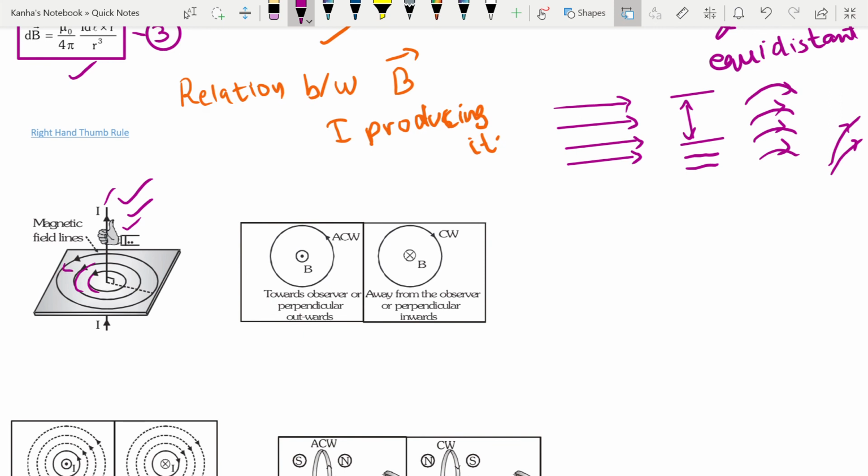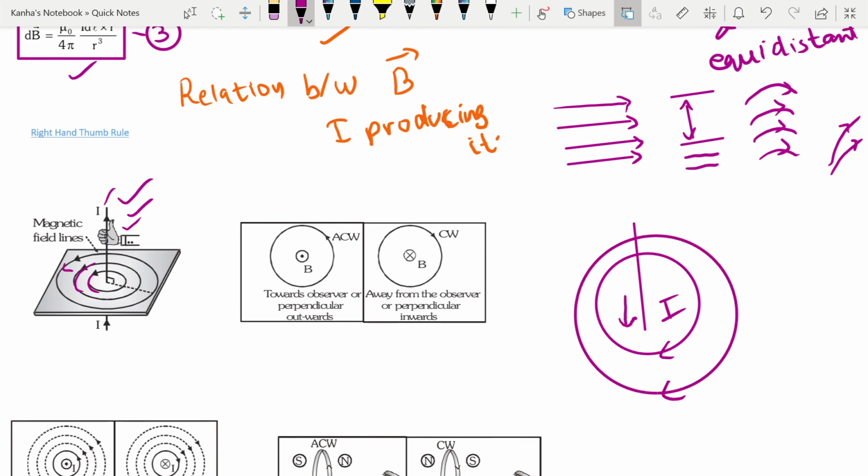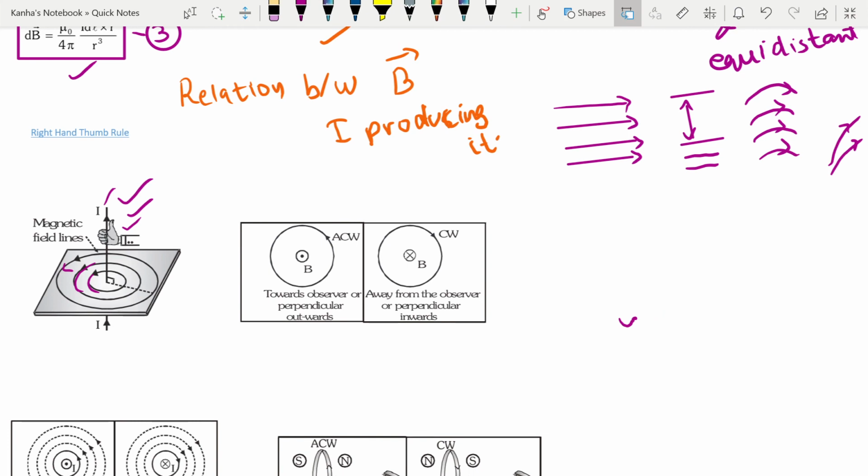If the current was in the opposite direction, for example, if the current was in this direction, then my thumb would be pointing in this direction, and when I curl my fingers, again they will be circular in nature, but this time my direction of field lines will be opposite. So you should try this with multiple things to try out this rule. The same thing can be applied to circular current as well.